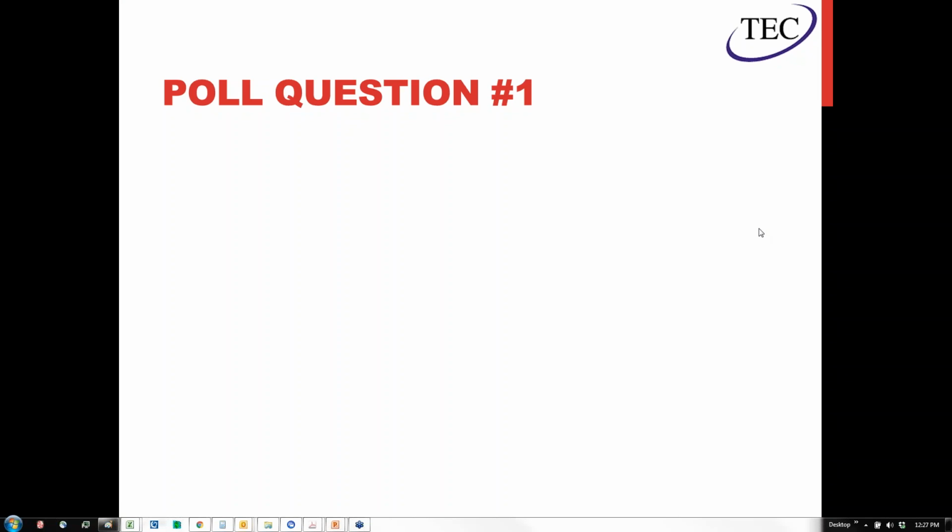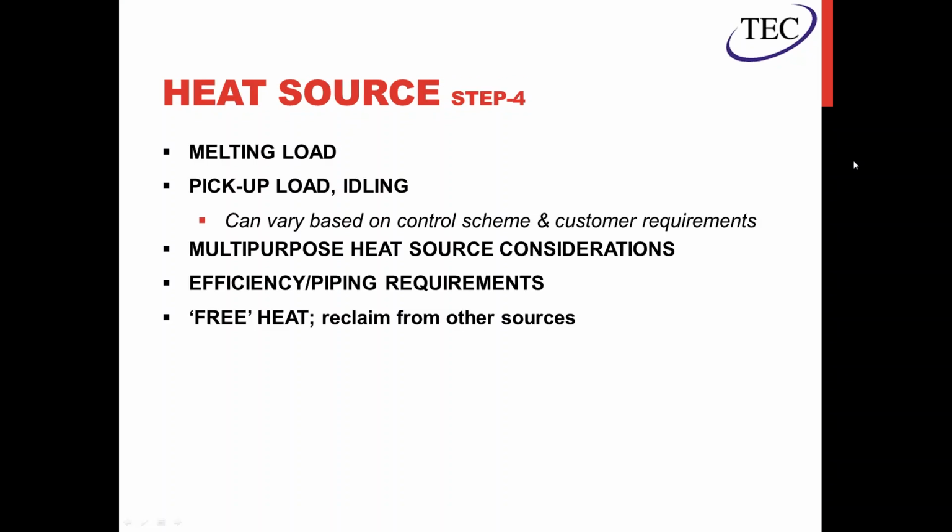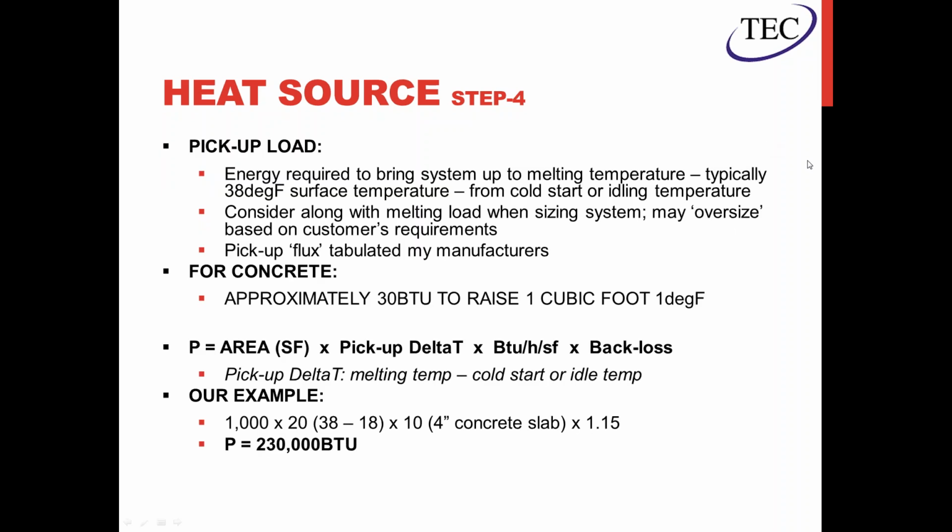The answer for that one should have been B, the heat flow rate per unit surface area. All right, so the next step, once you have the melting load, would be to look at the heat source. So in addition to the melting load, we'll look at the pickup load and your options of idling, and then look at some different heat sources here.